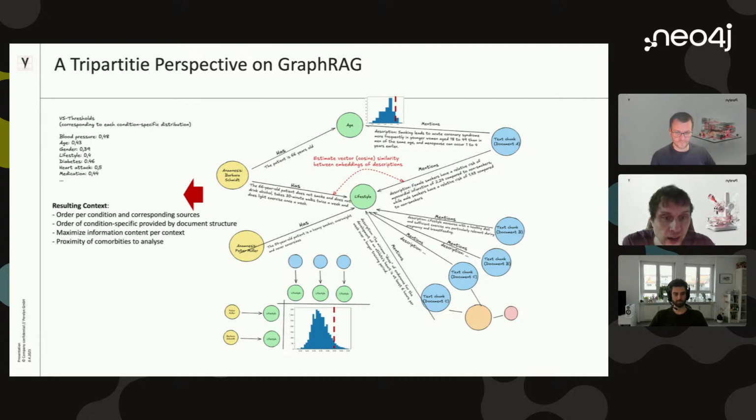This is really the interesting sauce here: we do not have one vector similarity cutoff that fits all. Per condition, there's an automation that creates those condition-specific thresholds. Now we can really extract the knowledge, and an ordered prompt is created, per condition and corresponding sources, retaining order. Because we have this via the graph, we know which chunks were in what order, and therefore which condition-specific summaries are in what order.